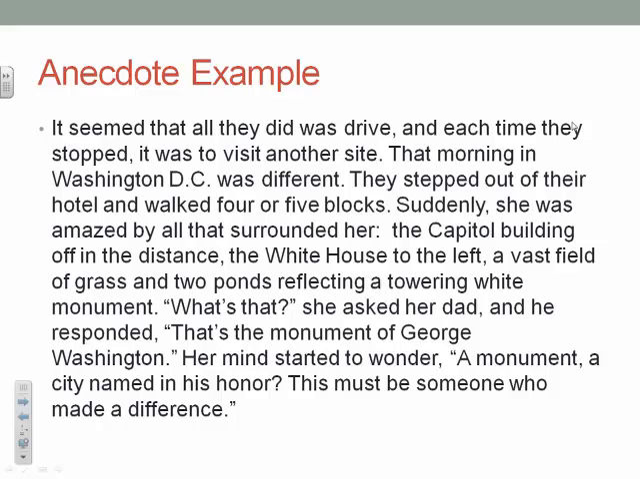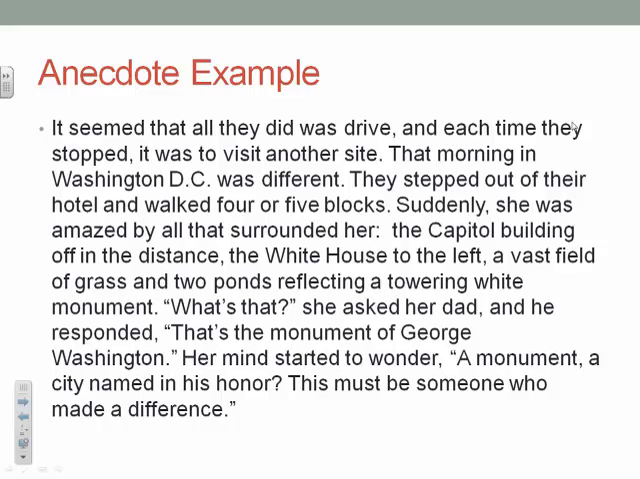It seemed that all they did was drive, and each time they stopped, it was to visit another site. That morning in Washington, D.C. was different. They stepped out of their hotel and walked 4 or 5 blocks. Suddenly, she was amazed by all that surrounded her. The Capitol building off in the distance, the White House to the left, a vast field of grass, and 2 ponds reflecting a towering white monument.